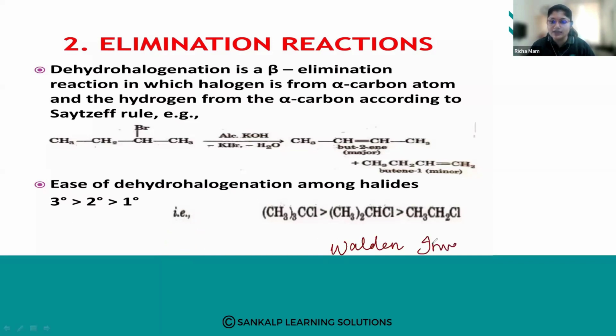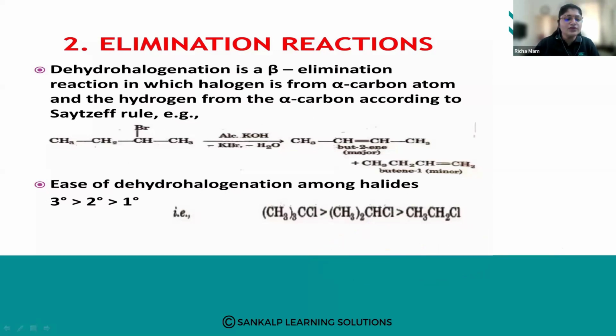Mark this as important. In the SN2 mechanism, what type of inversion is seen? It is Walden inversion. Then we also discussed the differences between the SN1 and SN2 mechanisms. Today we are going to continue with the remaining reactions.